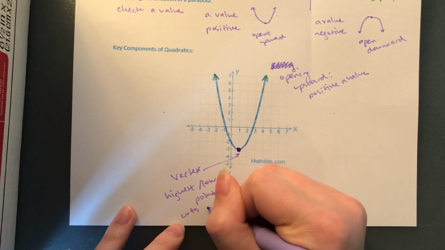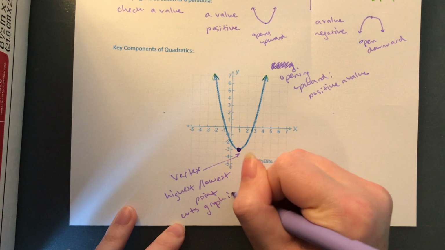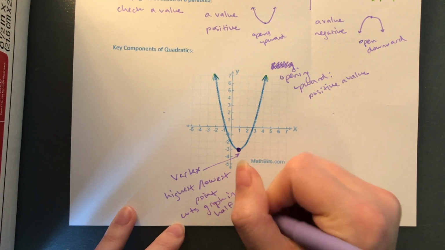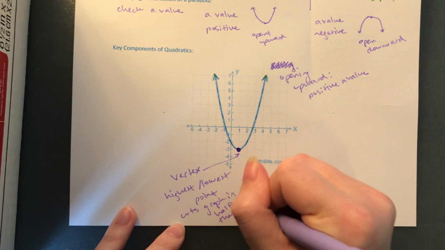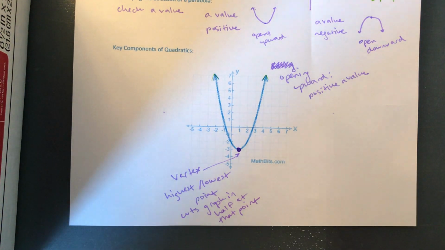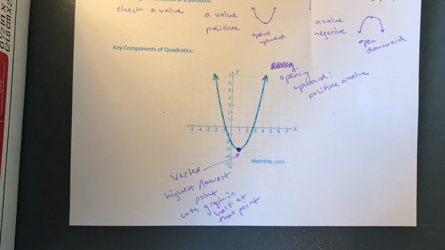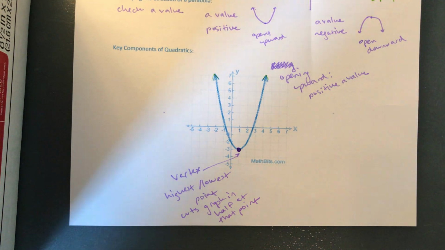It cuts the graph in half at that point. So that's your point that tells you a lot of information. So that's kind of like the base of your graph. Like that's the most important point of your graph, is finding where the vertex is at. That kind of anchors your graph for you.